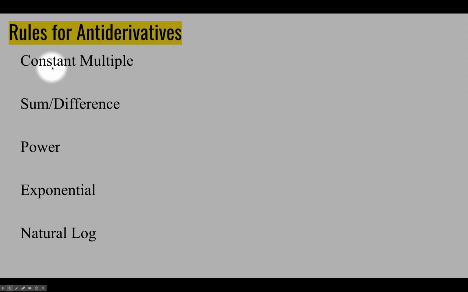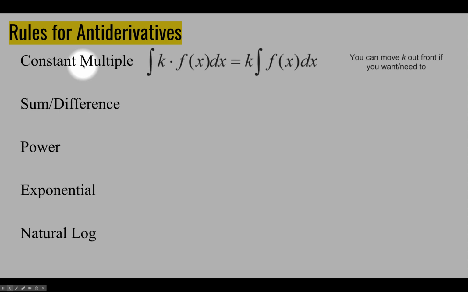So let's start with the constant multiple piece, which we saw in a previous video. So this is just restating what we already said. If you have the integral of a function times a constant, k is some fixed constant, then that constant k can come out front of the integral, and then you can just take the antiderivative of f of x. So you can move k out front if you want or you need to. It's not always required, but sometimes it does help you see or think about what the antiderivative is going to be.